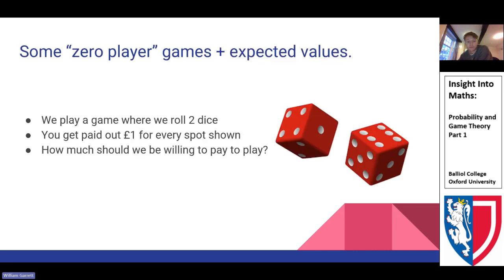To start off, let's start with a thought experiment. We have 2 fair 6-sided dice, and we're going to roll both of them, and then count up how many spots there are on the top. The game we're playing is that you get paid £1 for every dot on the dice. And I'd like to know, what is the most you'd be willing to pay to play this game? Have a think about it, and type some answers in the chat when you've got some ideas.